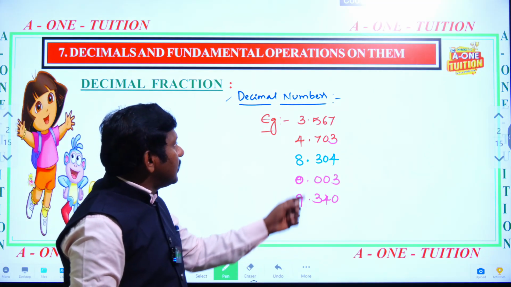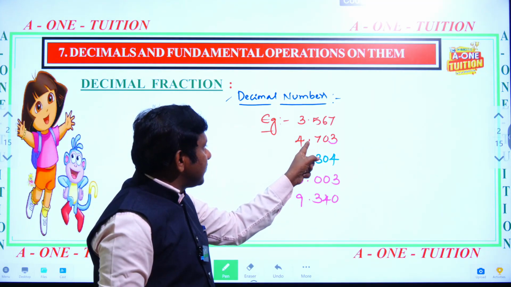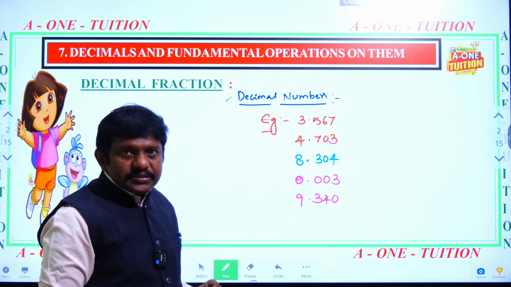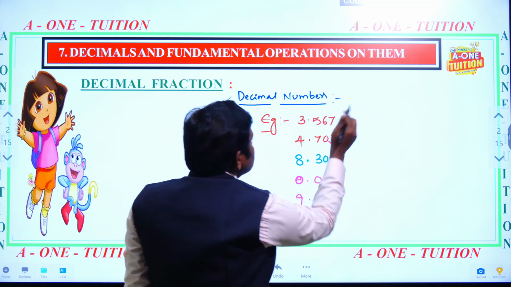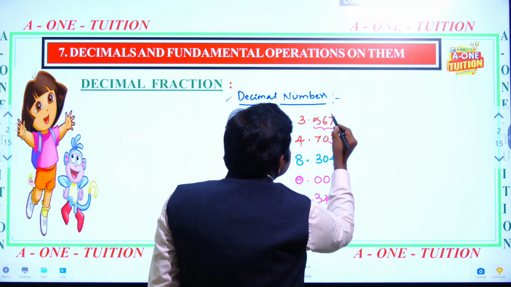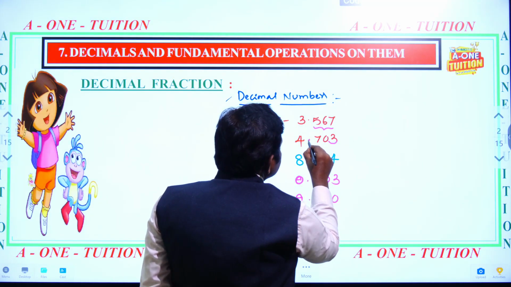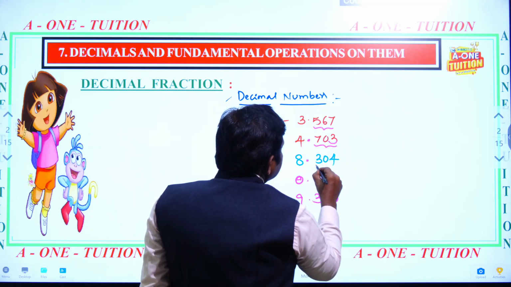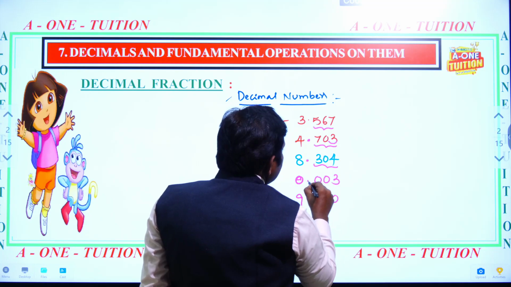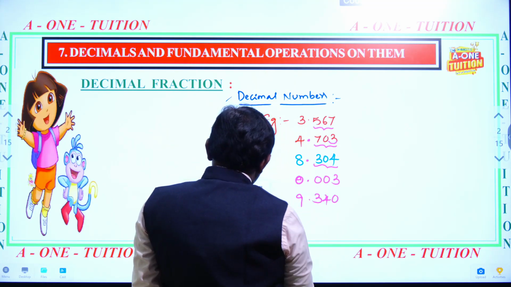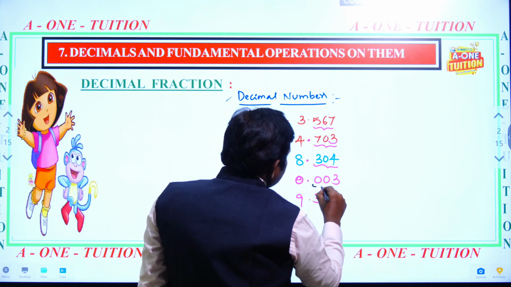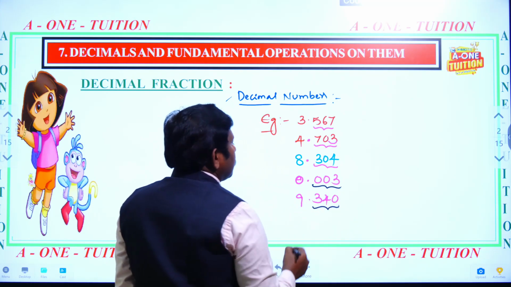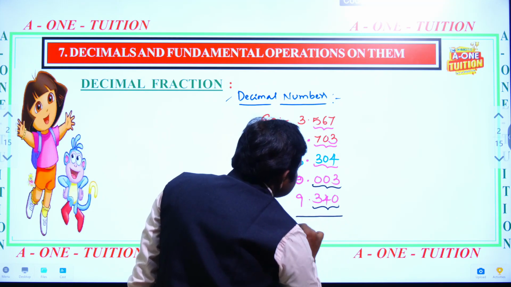So simple. See here, decimal is there. Decimal means here a dot. We notice a dot here. So after the dot there is 5 6 7, after the decimal 703, here after the decimal 304, after the decimal 003, after the decimal 340. Actually here this last example is there, no?